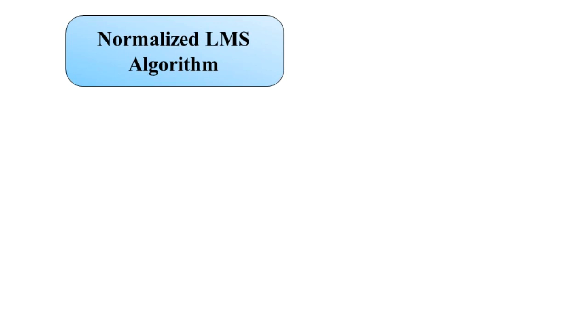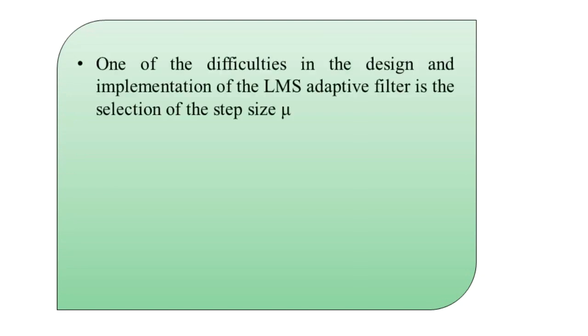And now, after completing the understanding of the convergence of the LMS algorithm, we are going to discuss another version for practical applications, called the normalized LMS algorithm. While designing and implementing the LMS adaptive filter, there is one difficulty along with others, but it is of more concern here. The difficulty is the selection of the step size that we have denoted by small mu in the earlier mathematical equations.